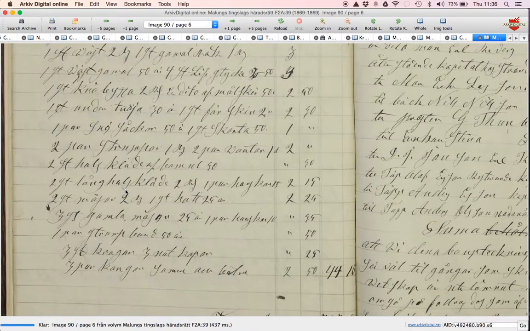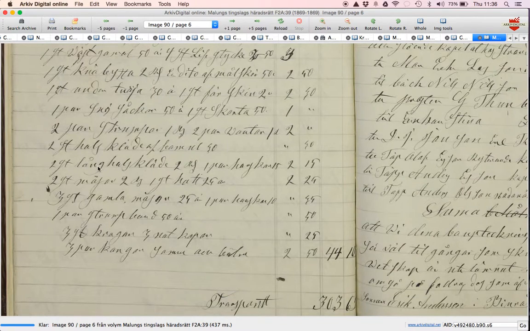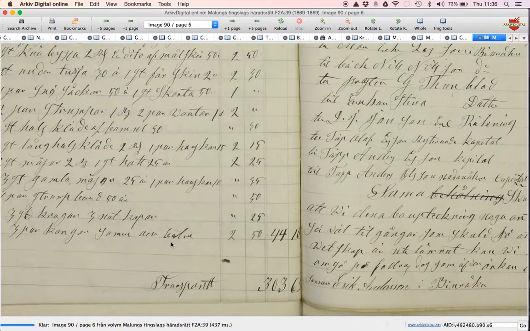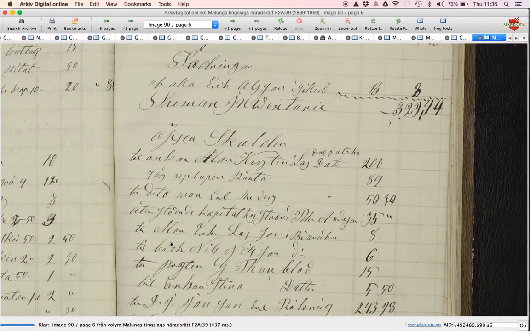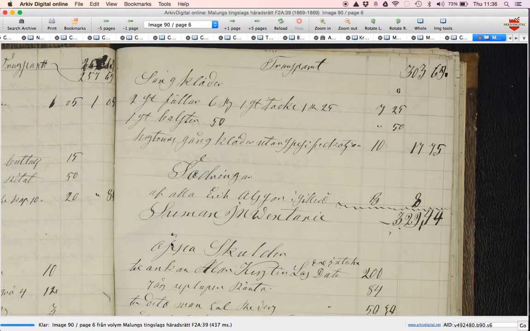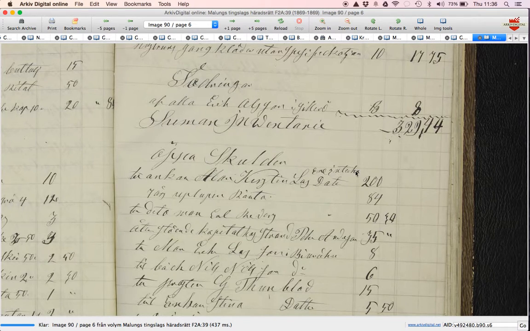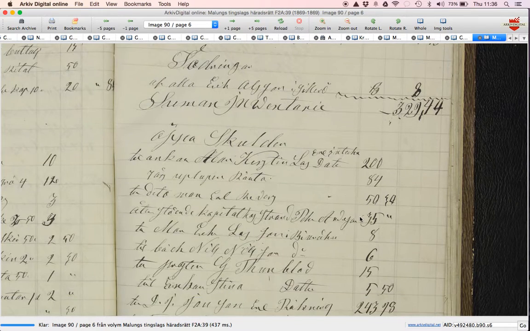Jackets. They had one clothes. Strumpeband, I think, or no. And shoes, three shoes for 5 people. And then you have also debts. So you can see that they have some debts of 200 here, and they have had this debt for 7 years, so they have to pay an extra 84 for the interest and so on.